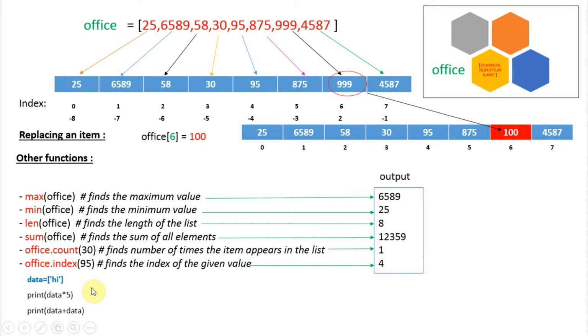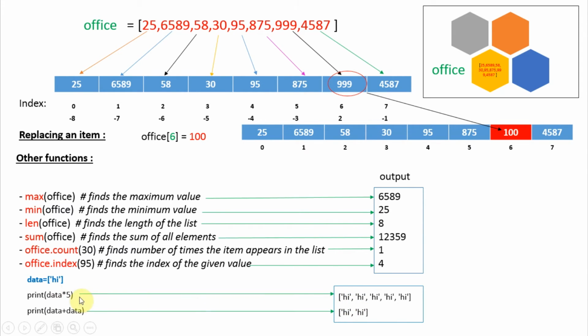Okay guys, look here, we have created another list. This is data, and it has one item, right? This is hi. So when we perform this command data into 5, it will create another list which has hi 5 times, just like this. You can see here. So similarly, if we perform data plus data, it will create a list with hi appearing 2 times. You can see here, right?